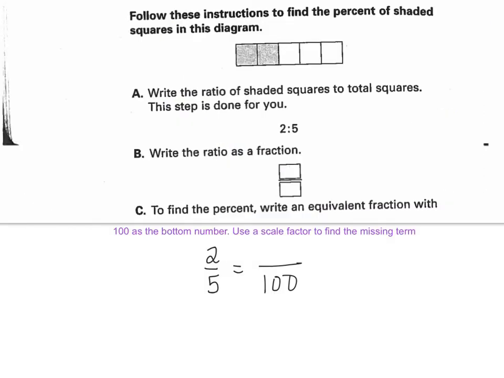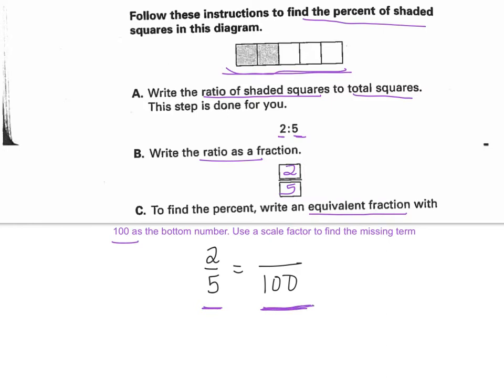In our next example, we are going to find the percent of what is shaded in this diagram. First step is to write the ratio of shaded to total number of squares. This step is done. There are a total of 5 squares and 2 squares are shaded. So now we write this as a fraction, 2 over 5. To find the percent, we have to write an equivalent fraction with 100 as the bottom number.